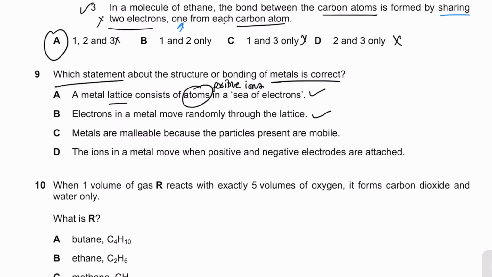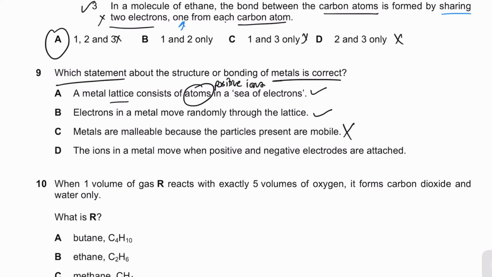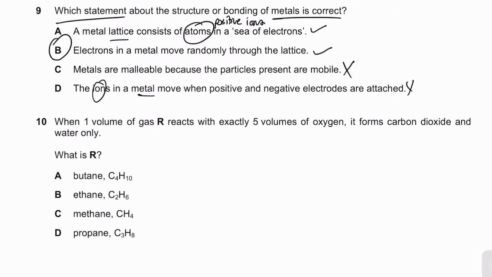Metals are malleable because the particles present are mobile. No, they just slip and slide over each other. The ions in a metal move when positive and negative electrodes are attached. The ions in a metal do not move when positive or negative electrodes are attached. So the answer is going to be B.